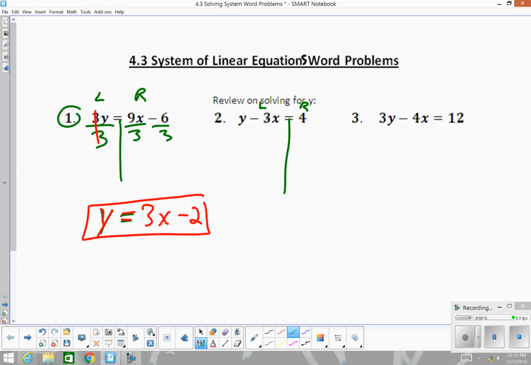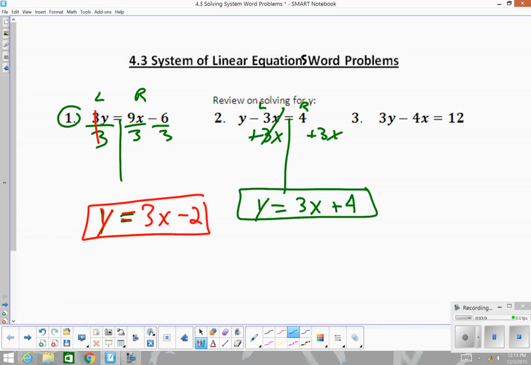So if I'm subtracting 3x, the opposite operation is to add 3x. So I'm going to add 3x to both sides. And then I'm going to be left with y equals, negative 3x and positive 3x cancel out, and I'm left with 3x plus 4. That's my equation.